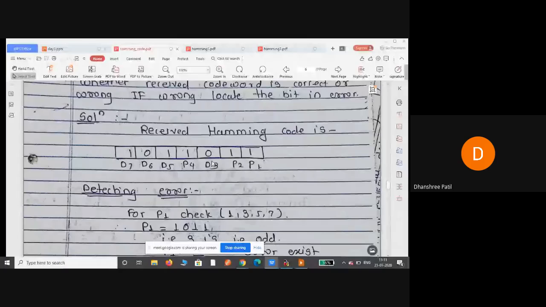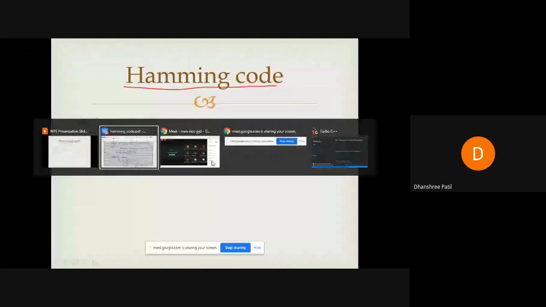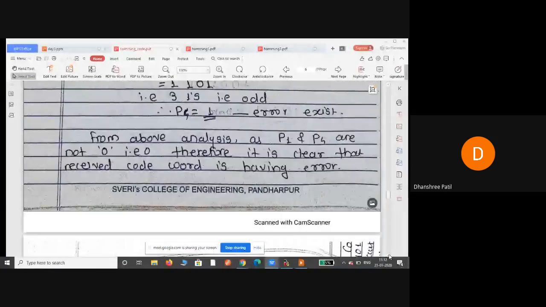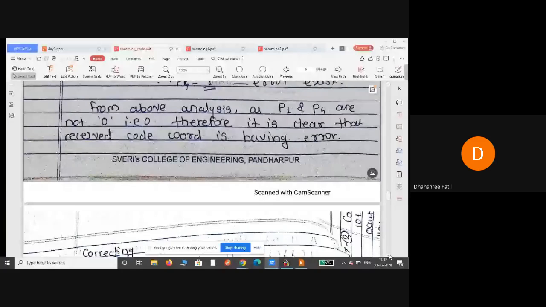Okay? Are you clear now, everyone? Yes, yes, ma'am. Are you sure you understood? Because you have to solve the example. If anyone has not understood, please let me know. I hope it is clear now. Detect and correct the error.